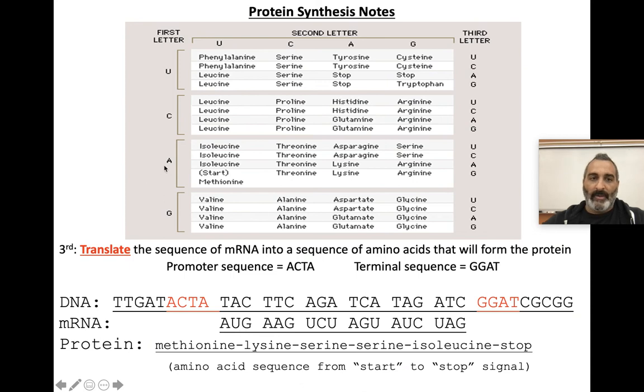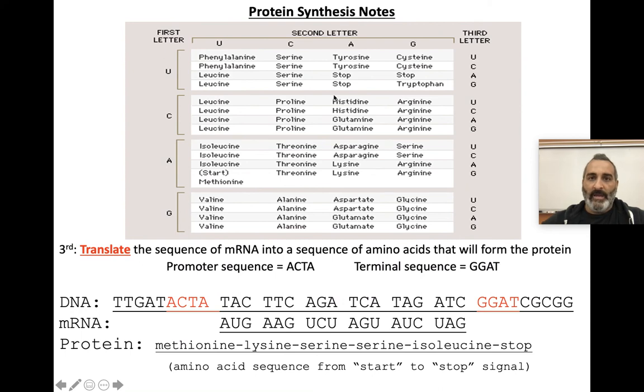AUG, let's look it up. AU, that puts us here. G, that's methionine. That's the start signal. So AUG is methionine. So write down methionine on your paper. That corresponds with AUG. The next one is AAG. A, that puts us in this one, G. The next one is lysine. So I wrote down lysine. AAG corresponds to lysine. UCU is the next one. UC, third letter U, serine. So UCU is serine. That goes right there.